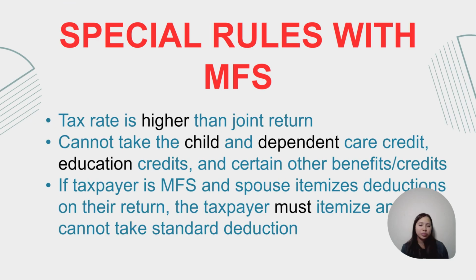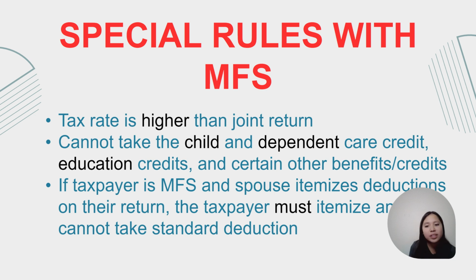So some of the special rules that come along with married filing separately status is that the tax rate is much higher than if you would have filed married filing jointly. And if you file married filing separately, you can't take the child and dependent care credit or the education credit or some other benefits and credits that you would if you had filed married filing jointly. If the taxpayer is married filing separately and one of the spouses itemizes deductions on their return, then the other spouse also must itemize and can't take the standard deduction.